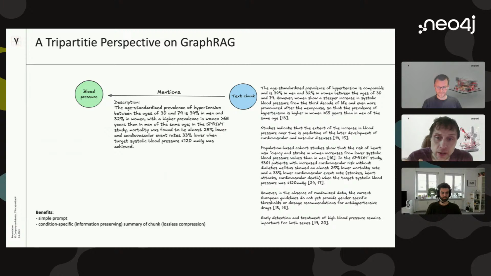as a graph. Okay, so what you see here on the right is an exemplary text chunk. So that would be actually the text that is stored in this node on the right, and what you see on the left is blood pressure as a condition entity, right? And now we have a very simple prompt.